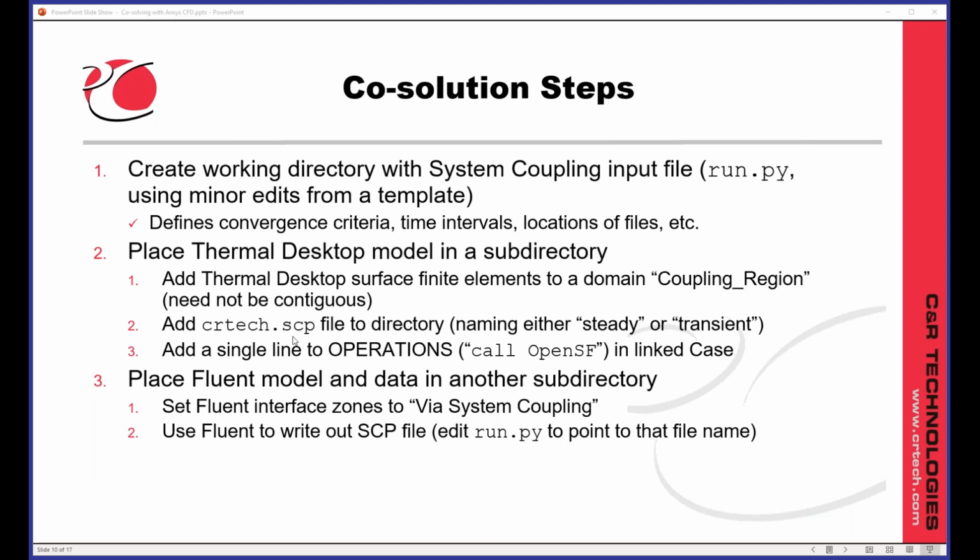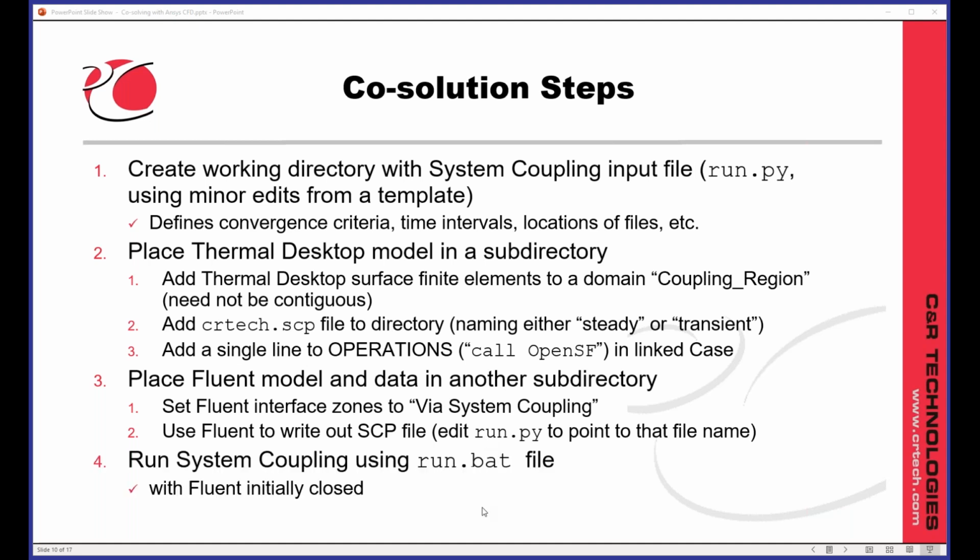Within Fluent, you can have it write out the equivalent of this CRTech system coupling file, and then you need to make sure that the run script points to that file. So basically, this script needs to know where these two files are, and these two files say where my runs are. And then there's a batch file that you can run to launch the whole run once you've set this up. You do have to have Fluent initially closed, by the way. I'll show you what these files look like, but don't be too worried. I don't speak Python. I can edit a file.